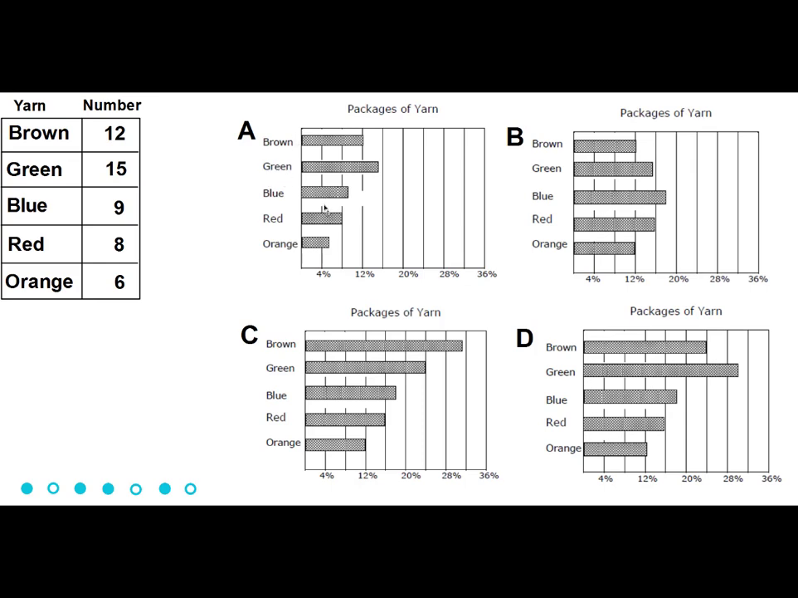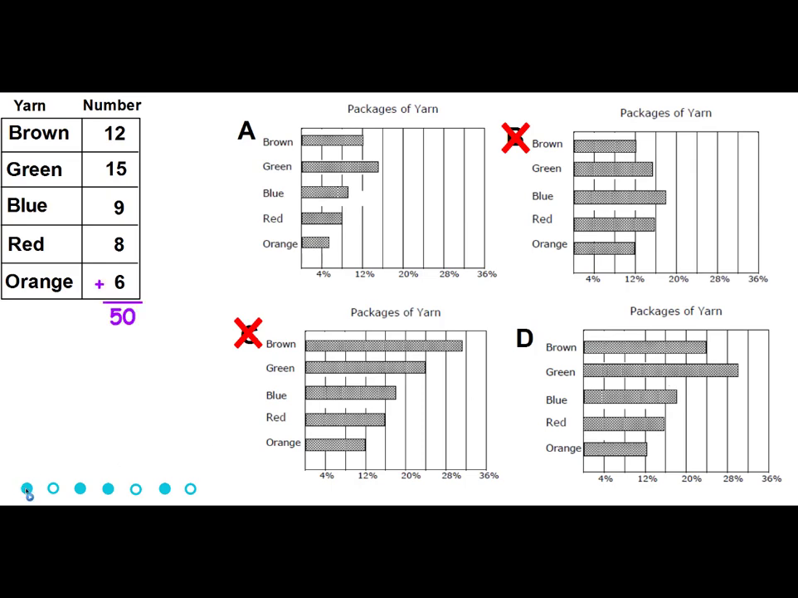Okay, green is the longest here, so I'm going to leave A. Green is not the longest here. It can't be B. And if I look at C, it says that brown has the most. It's the longest. No, it's not C. But look, D. D does have green as the largest. The answer is either going to be A or D. So now I'm going to figure out which one it is.